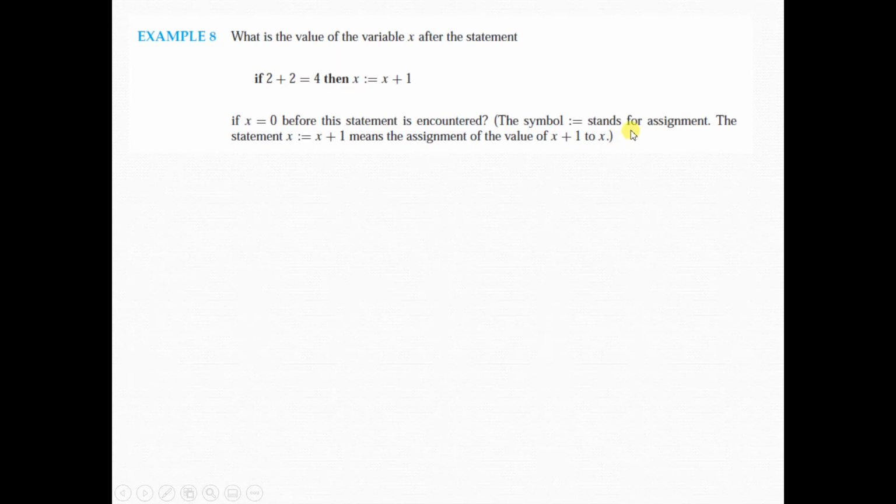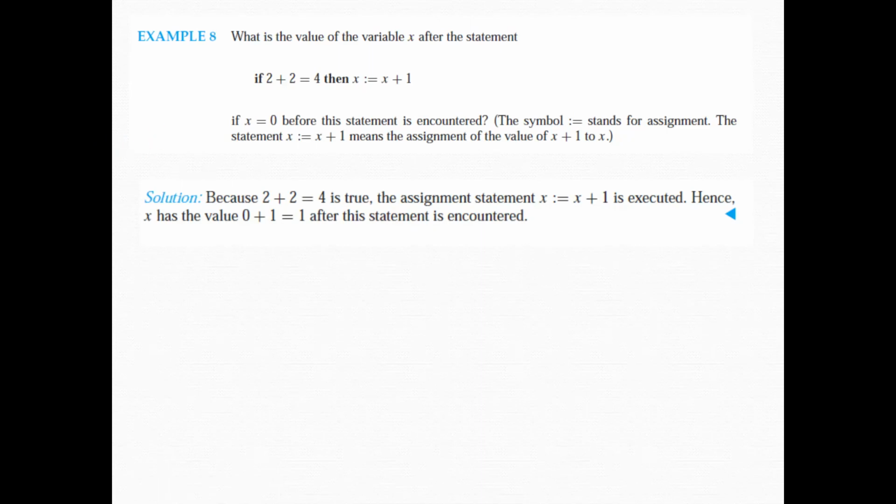So the symbol stands for assignment, that we are assigning the value to the variable. And the statement x is equal to x plus 1 means the assignment of value of x plus 1 to x, right? So initially x is equal to 0. Now since 2 plus 2 is 4, and this is true, the assignment statement will be executed. So after execution, what will be the value of x?